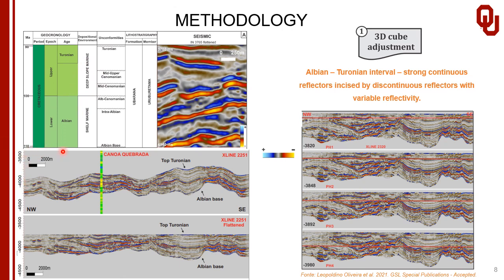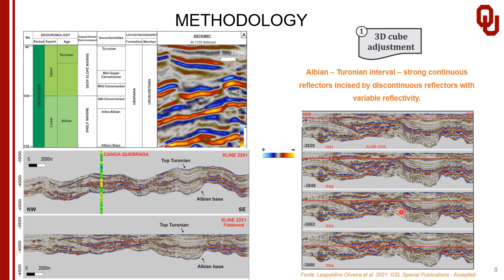Here, the cropped 3D seismic showing the crossline 2251 and the Canoa Quebrada well. Above, the original seismic cube is displayed, and below is shown the flattened seismic cube. On the right side is presented the crossline 2320 and the location of the 4 phantom horizons interpreted. Phantom horizon 1 is the youngest and near the Turonian top, and phantom horizon 4 is the oldest and near the Albian base.